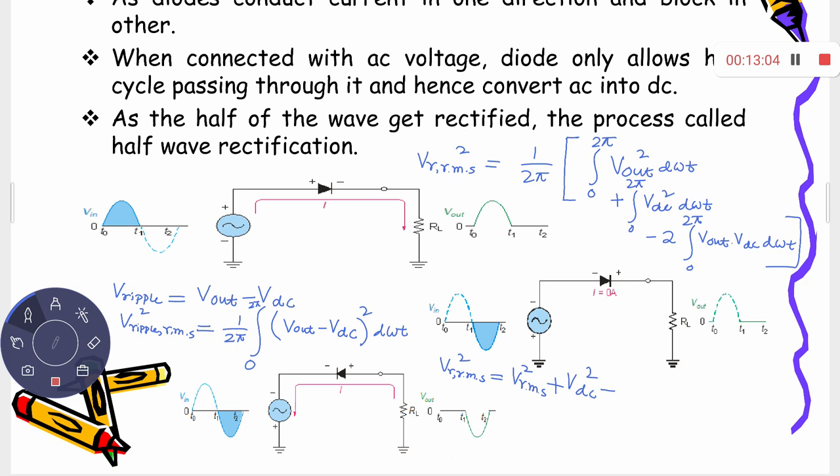Third term: 2 VDC square. VDC is constant, take it outside, integral from 0 to 2 pi of V out d omega t is nothing but your VDC, with the 2 outside, so minus 2 VDC square. Ultimately, this gives rise to V RMS square minus VDC square. That is the final expression for the ripple component, the mean square value of the ripple component.